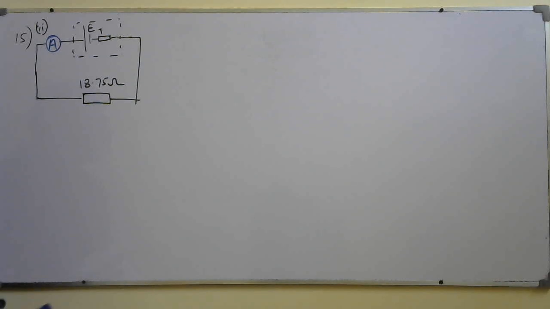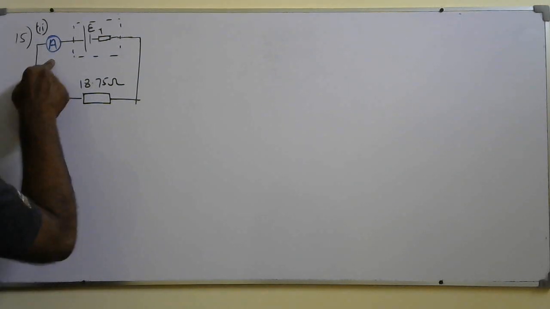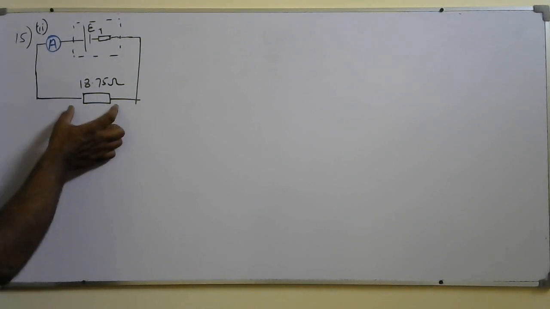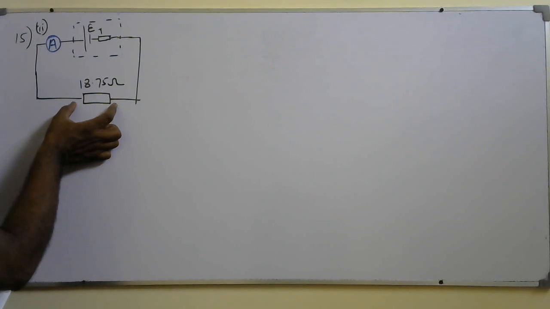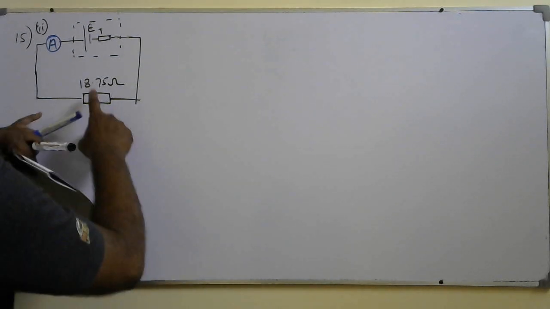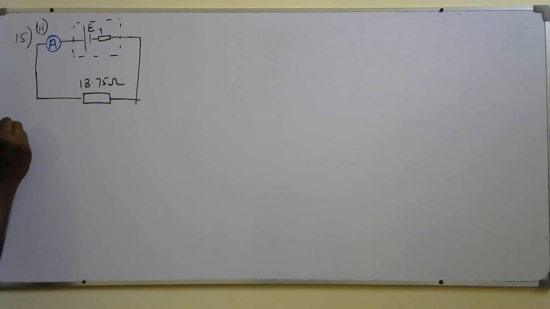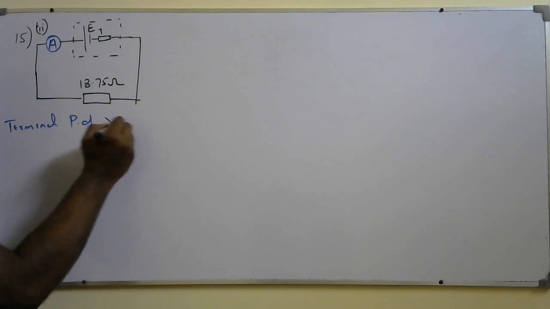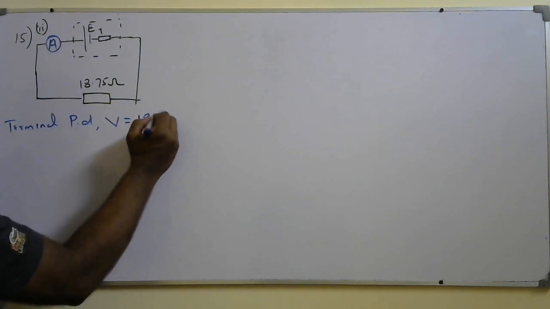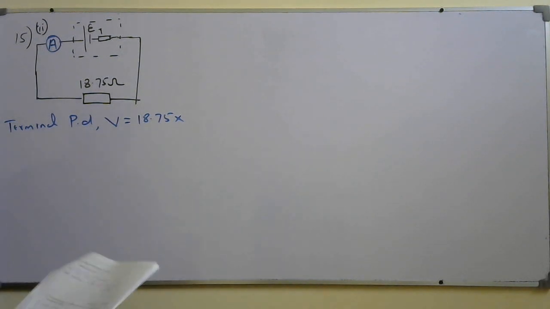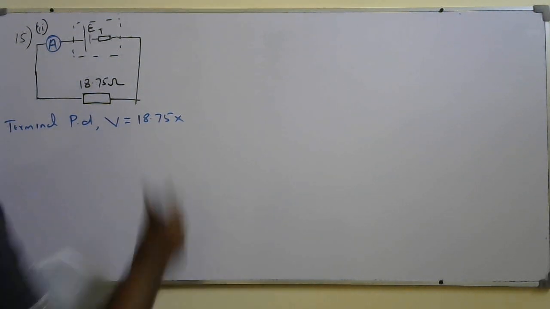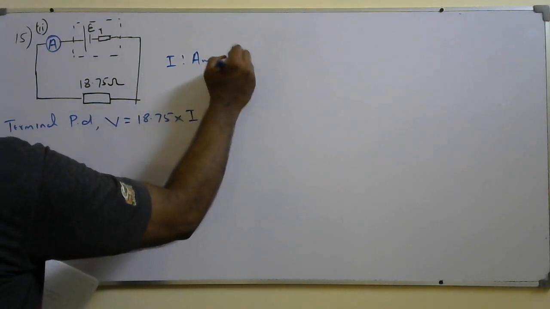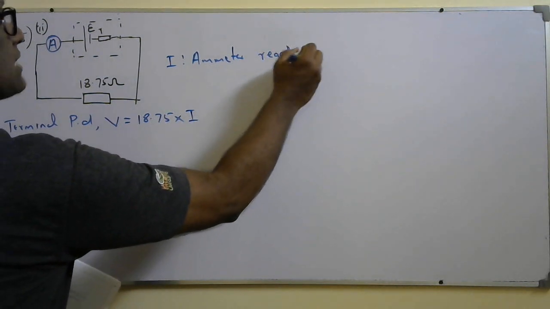How can I find the R? It's simple. I know the EMF, it's given. I know the ammeter reading. So if I connect the ammeter here, I can measure the voltage across the 18.75 ohms. That will be the terminal potential difference. So the terminal potential difference V will be equal to 18.75 times the ammeter reading. Let the ammeter reading be I. That is a known quantity.